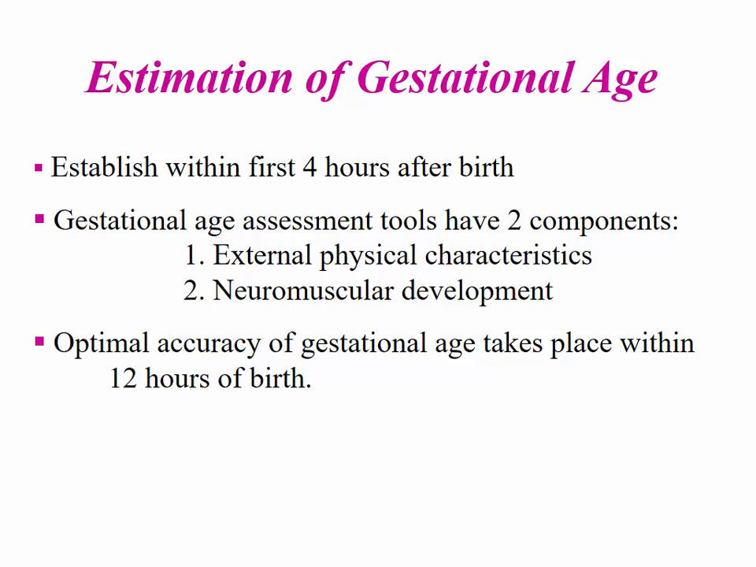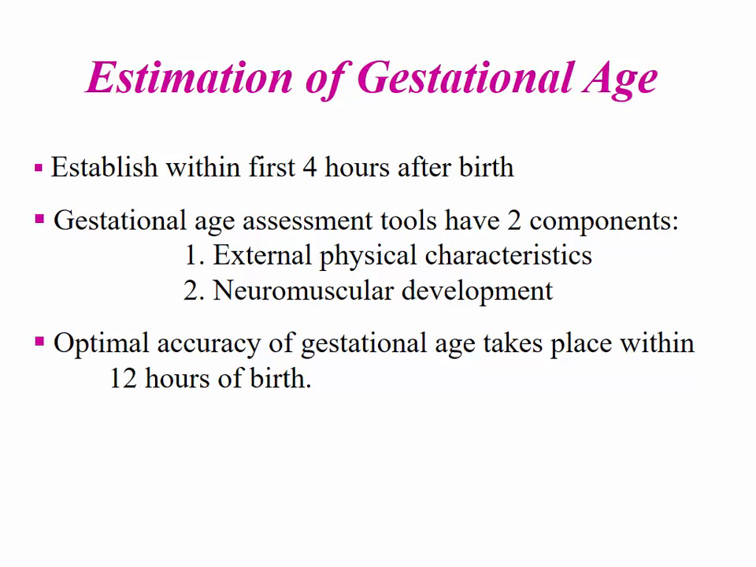Optimal accuracy of gestational age takes place within 12 hours of birth. So actually we can do it right away within the first 2 hours, but sometimes we have to repeat it. Because think about a baby who is stressed and stunned by the whole birth process, and then you're trying to do a neuromuscular assessment. It's not going to be very accurate sometimes, and you sometimes have to redo it later for it to be accurate.